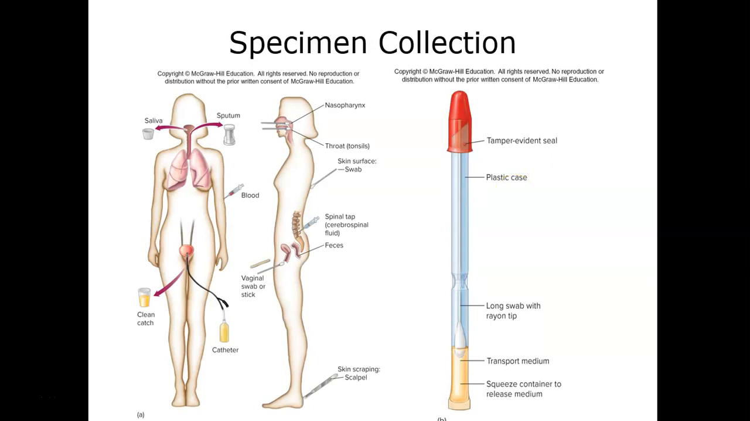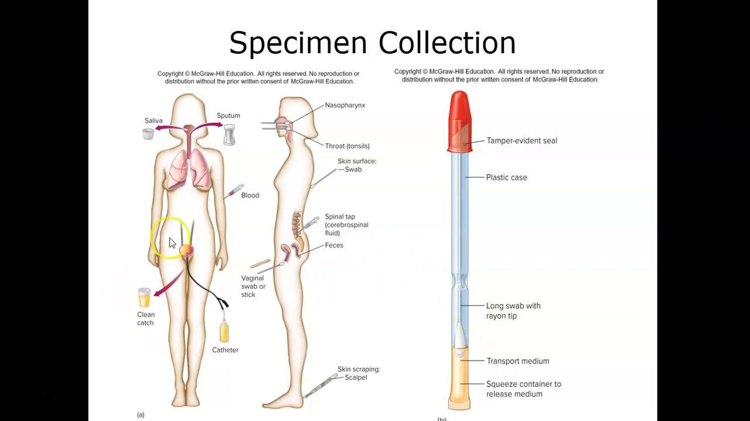So, we always want to make sure that we're wearing gloves, we are appropriately applying the technique, whether it's a swab like you see here, and we're also making sure that things like the tamper evident seals are in place. And also the swab is within its plastic case after the specimen is collected. Oftentimes there's a medium that's in here to keep the organism alive while in the testing process.